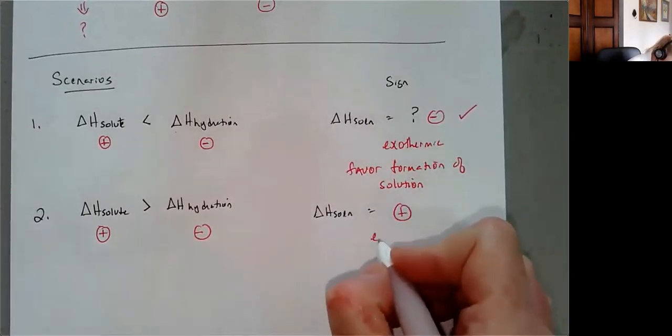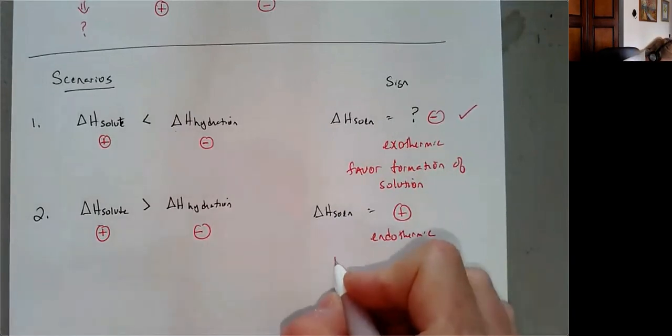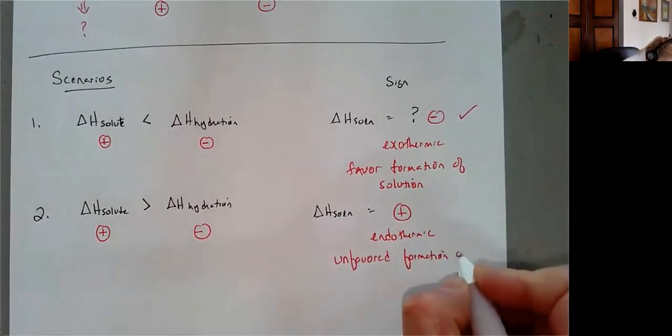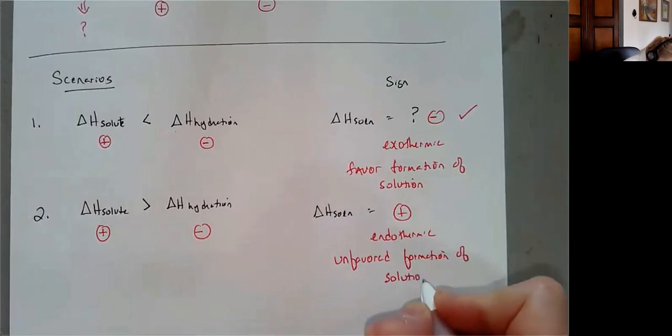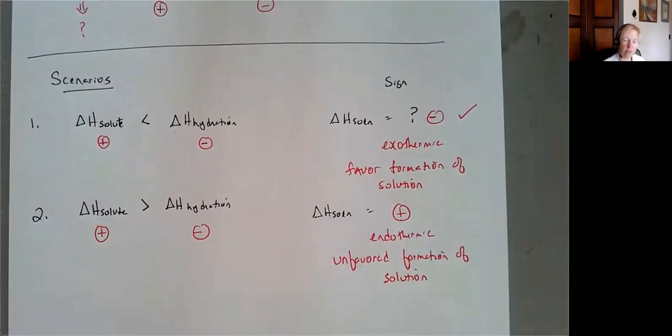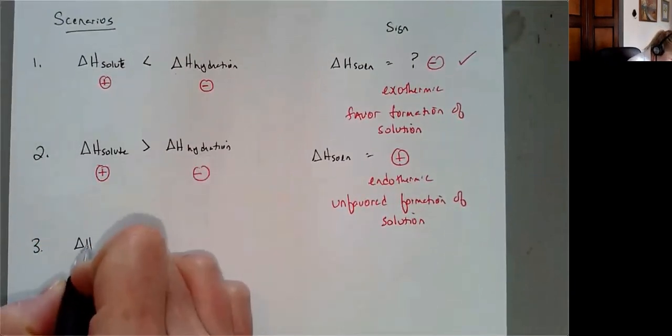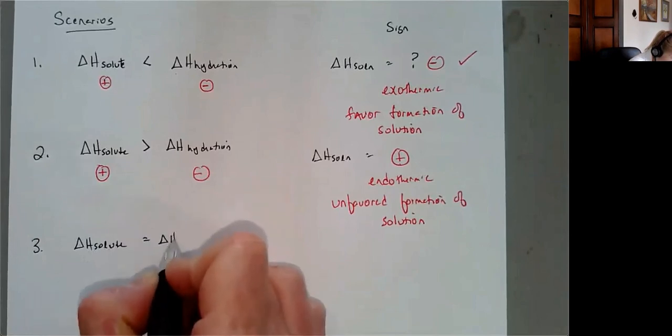So this is endothermic. If this ionic compound does go into water and dissolve, the container that it's in is going to feel cold because it's going to be absorbing heat from the atmosphere. So this is going to be unfavored formation of solution. Unfavored from an enthalpy standpoint, but still favored from an entropy standpoint. So you can have this be positive and still have your solution form if the entropy is large enough to drive that. And then the third one is delta H of the solute equals delta H of hydration.